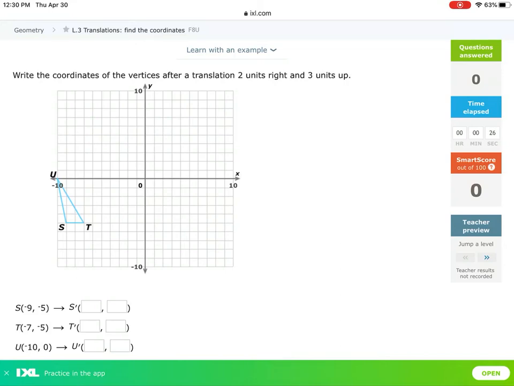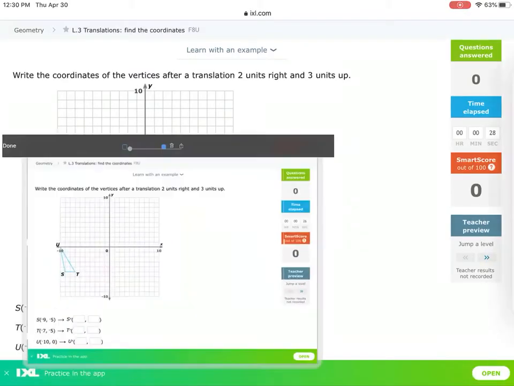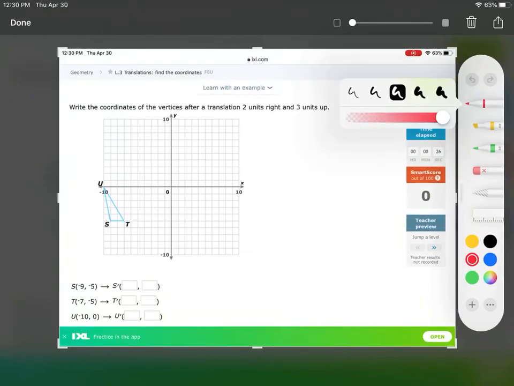I had a few requests to go over this IXL L3 translations, finding the coordinates. So I'm going to go ahead and go over this. What I want you to notice is that it's kind of similar to the last IXL that you did by moving the shape, except now you're moving in two different directions.